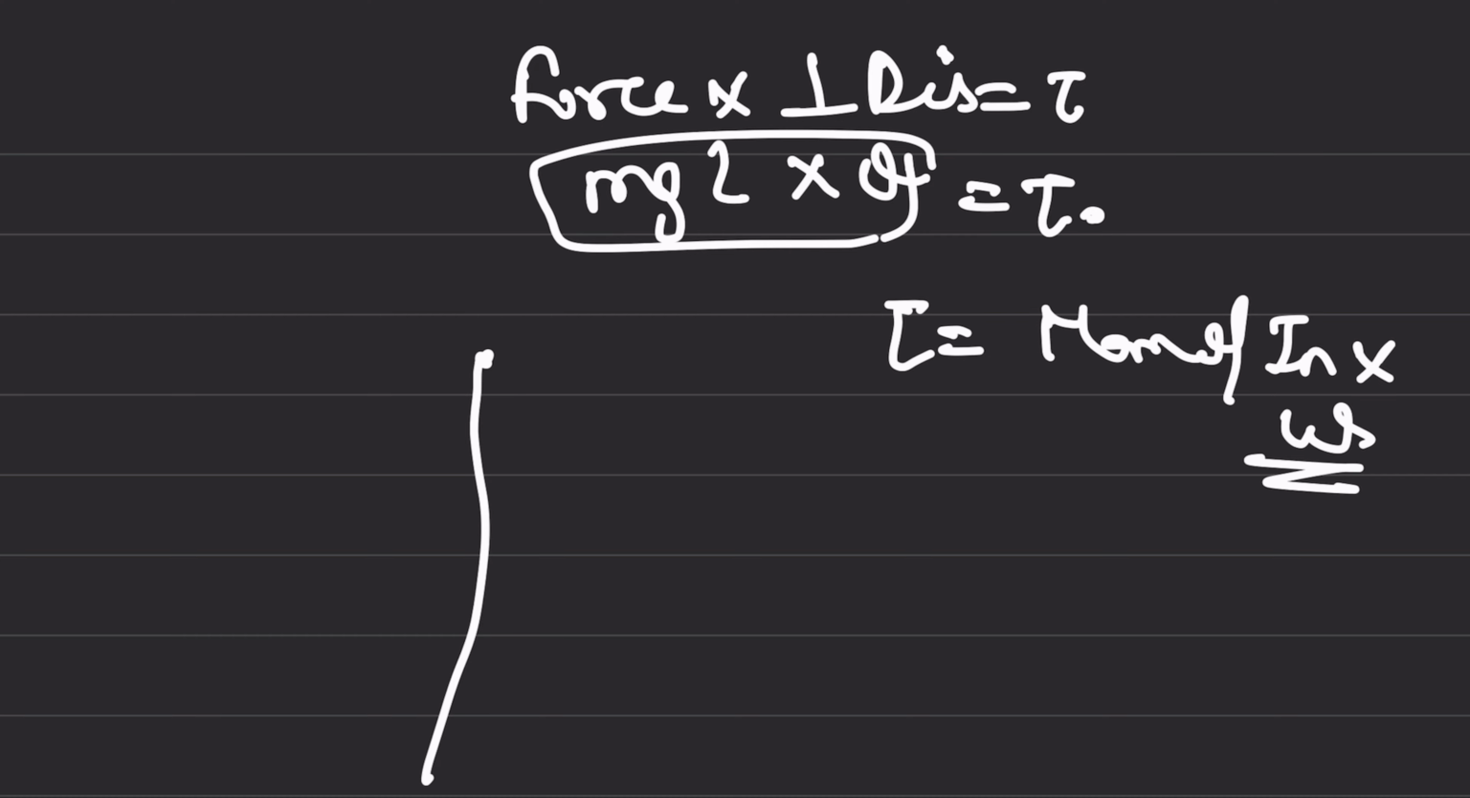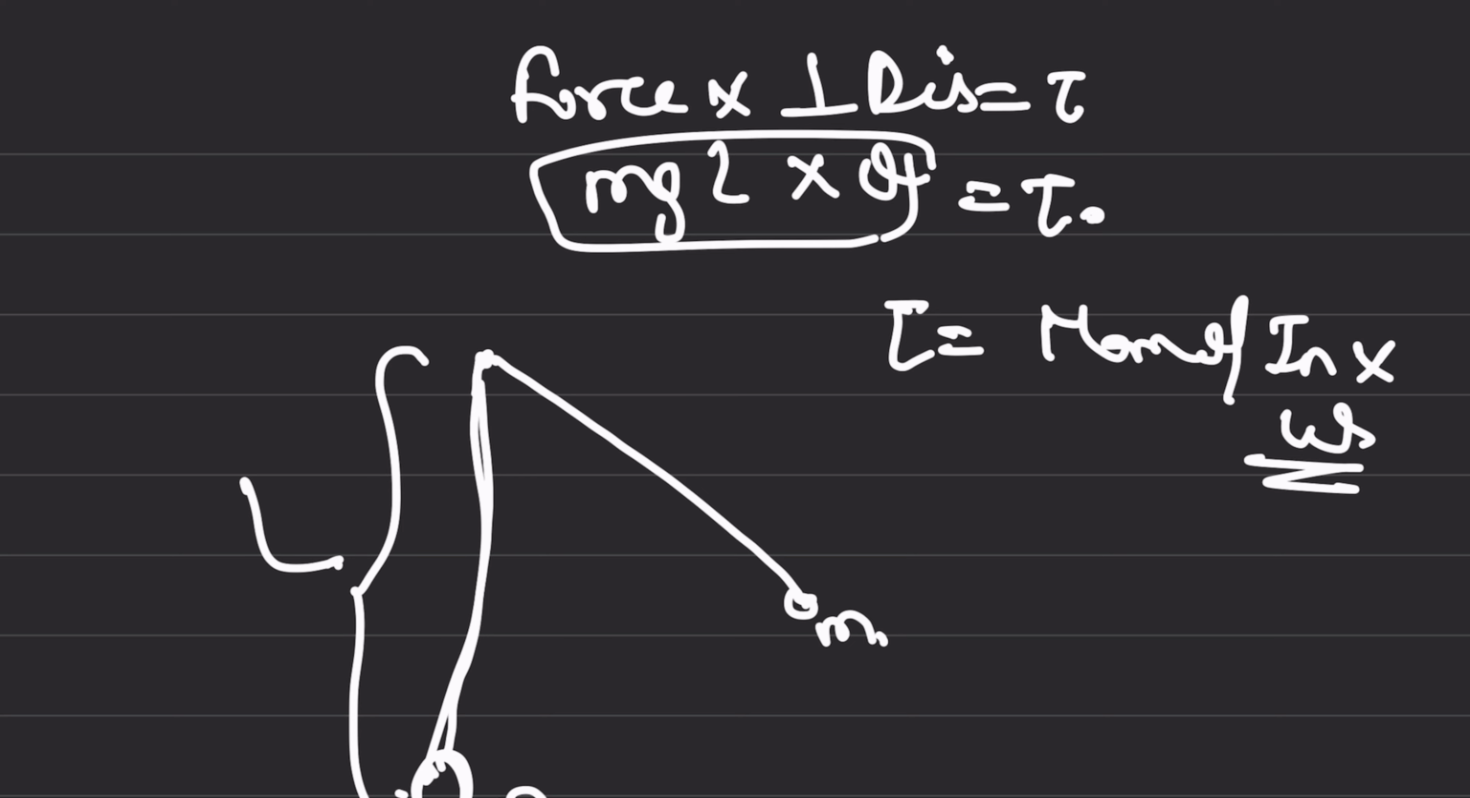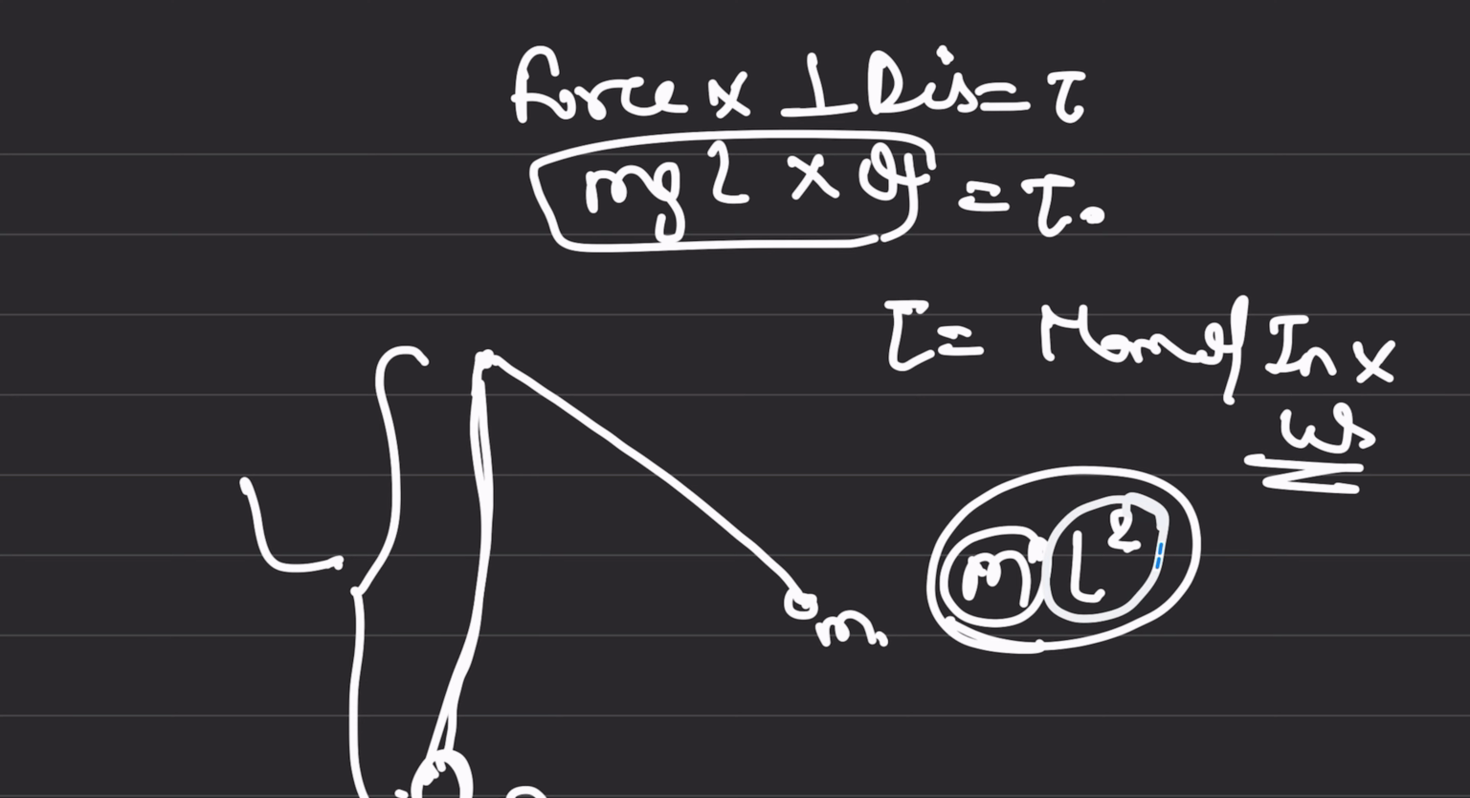Suppose this is the particular string, and this is of mass m, and the string goes here with mass m. When a particular mass m is at a particular distance, the moment of inertia is always equal to mL square. So this is the moment of inertia, mass m into distance square. This is the moment of inertia I.